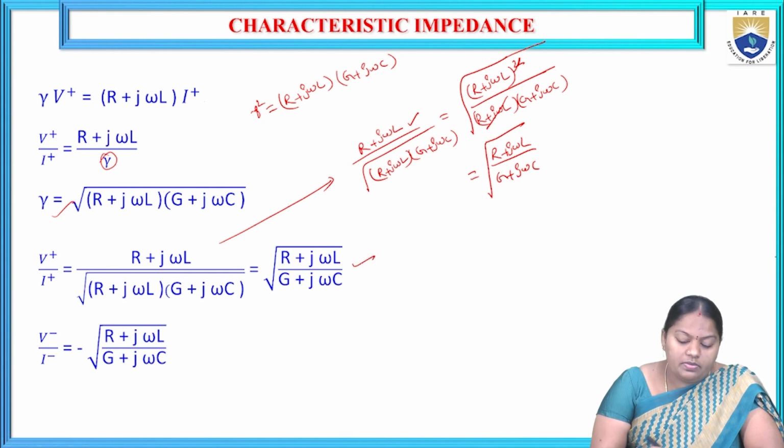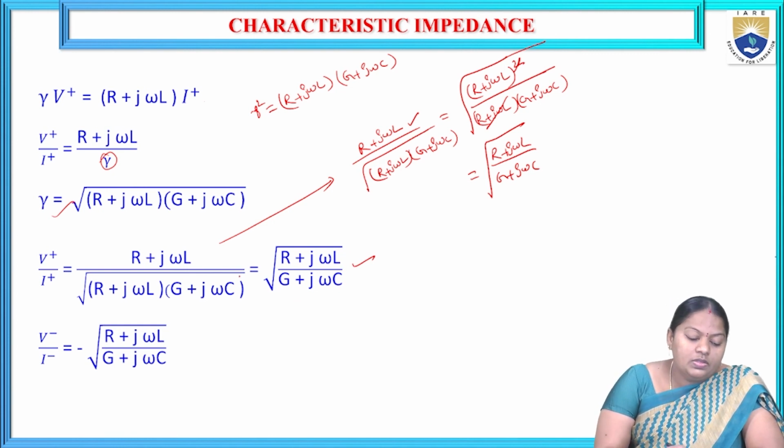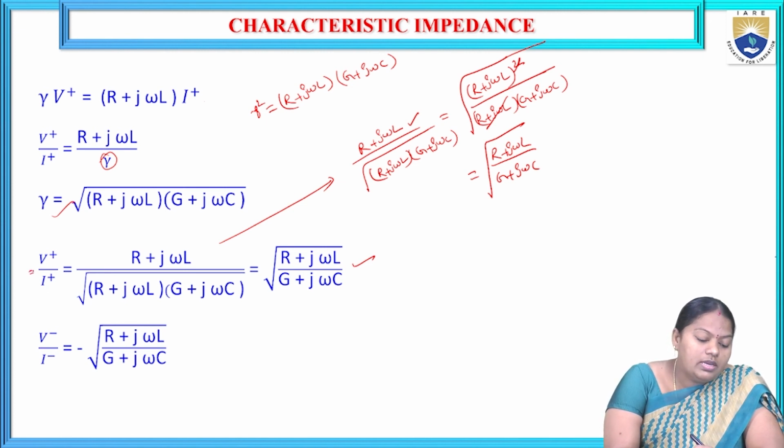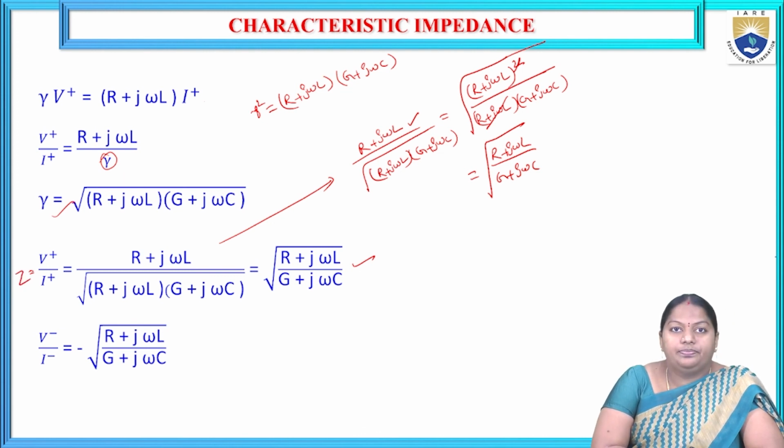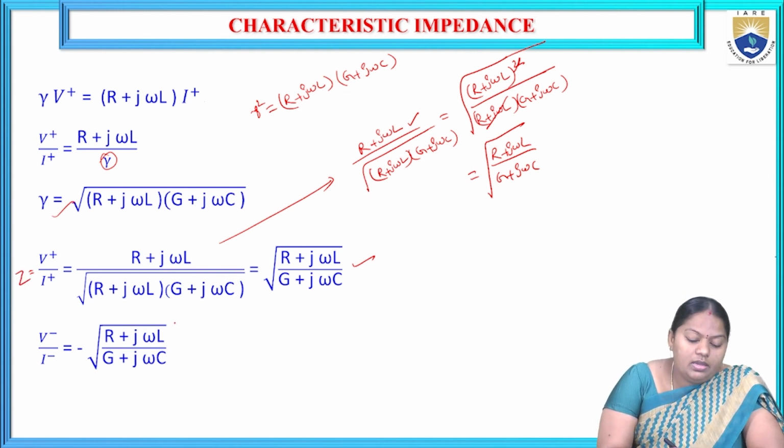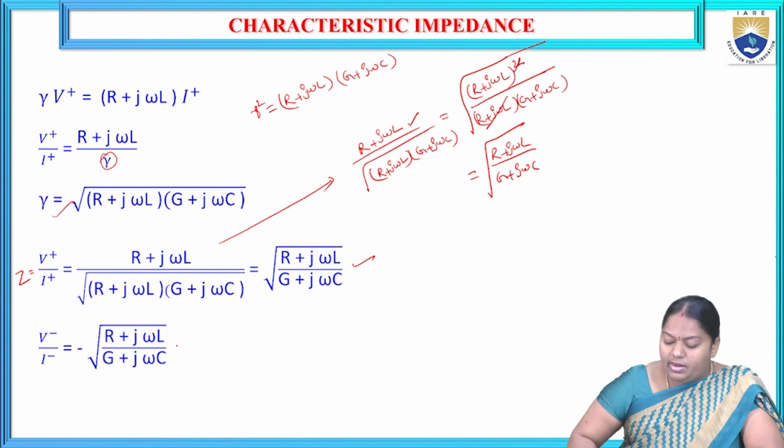So that is given like this: V plus by I plus equals root over (r + jωl) by (g + jωc). So voltage to the current is nothing but resistance, and here we are talking about impedance, which is given by Z. Right? So similarly, consider the backward traveling waves.